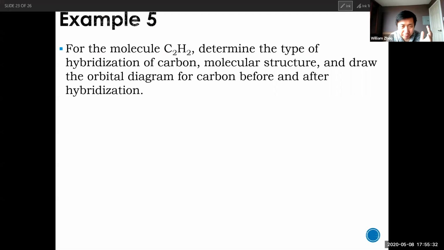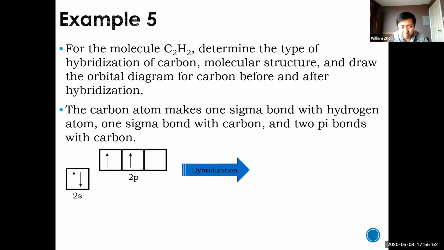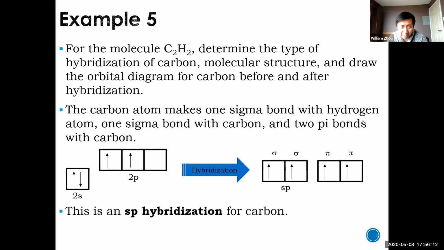All right, for this one, you have to know that the carbon has a triple bond with the other carbon and a single bond with the hydrogen. So 2 sigmas, one for hydrogen, one for carbon, and 2 pi's to make the triple bond. To hybridize for that, first of all, you need to move the electron to the p. And then to hybridize for a triple bond, you have sp hybridization. You need to leave open 2 of the p orbitals because you need 2 pi bonds. So therefore, this is sp hybridization.